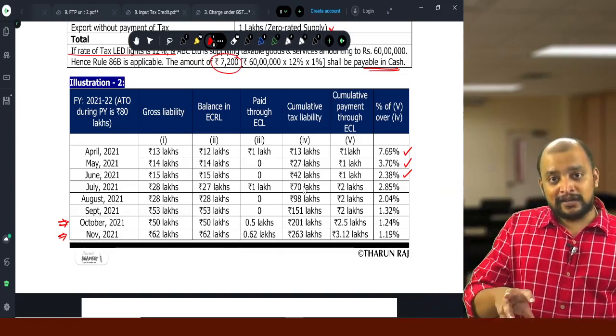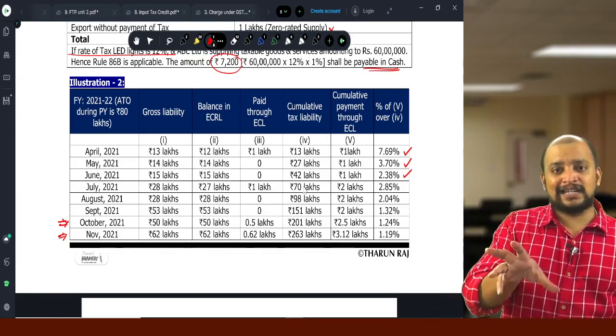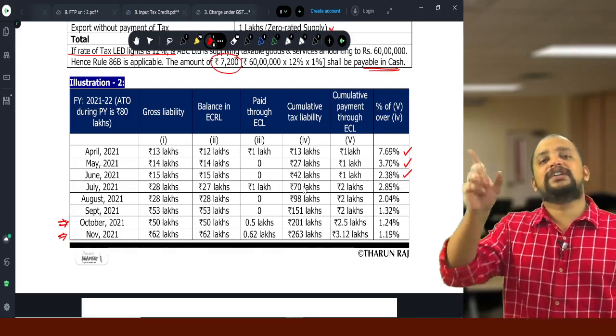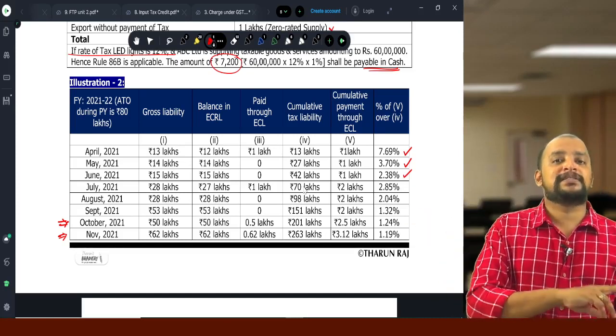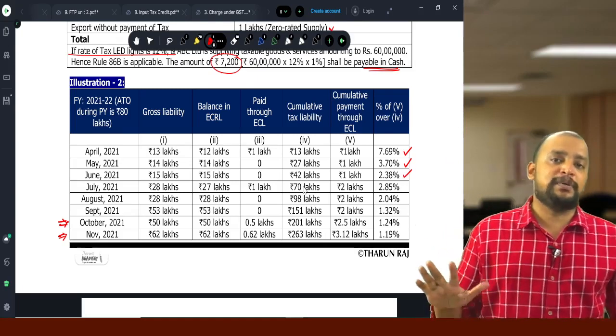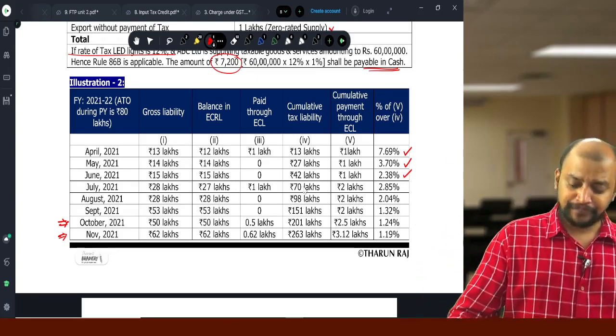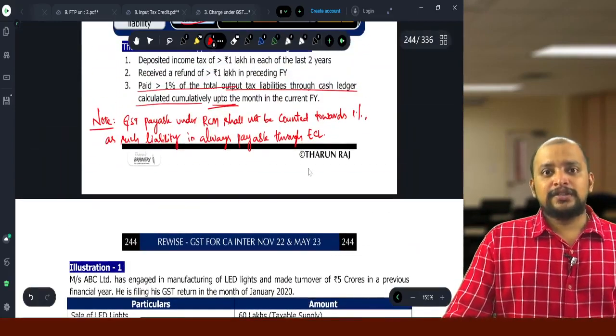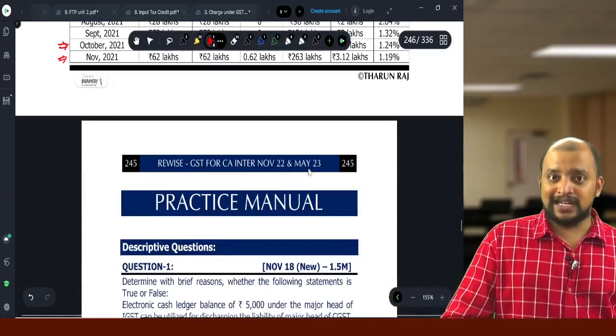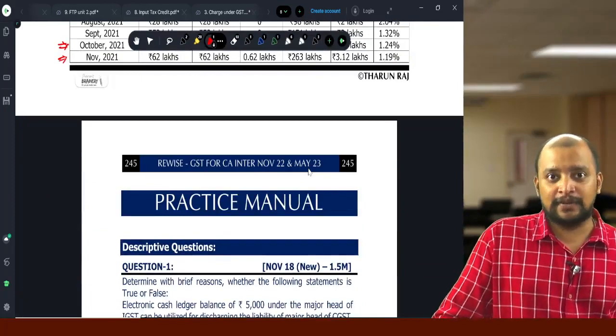So whichever month, if you have credit ledger balance, if you pay with that, check whether you are achieving 1%. If not achieving 1%, then for that month pay 1% of the gross liability. 86B will be applicable. That is this point. So these questions are not yet tested. Therefore there is a chance that for the November 22 exam it can be tested.